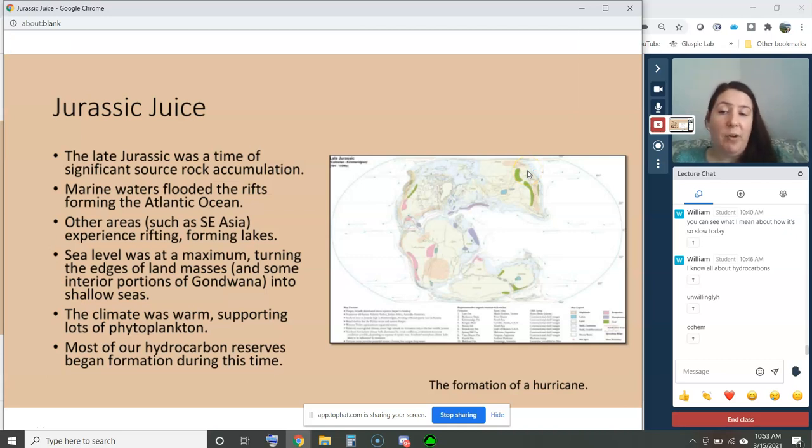Also at this time, sea level was at a maximum, which turned the edges of some of these land masses into shallow seas, as well as a large portion of the interior of Gondwana. And you can see here all of these locations that are colored like orange or pink or green or purple. These are locations where source rock was formed. So you can see by shallow seas inundating the edges of these land masses, that would be a location of source rock. Shallow seas inundating this portion of Gondwana, that would be a location where source rock was formed. And then over here with the rifting in Southeast Asia, again, we get the source rock forming.